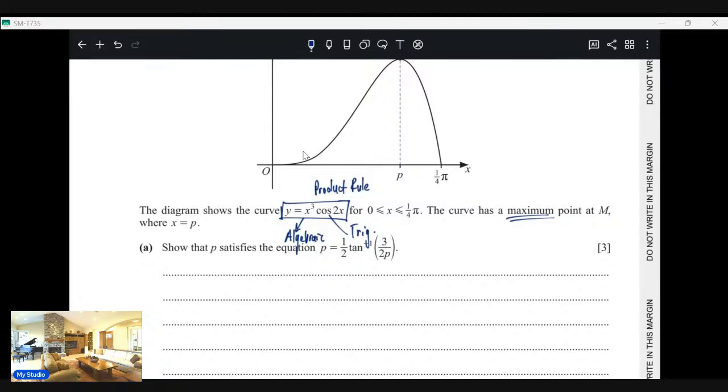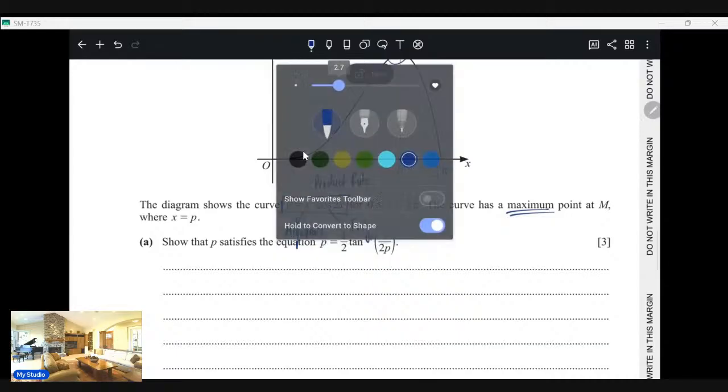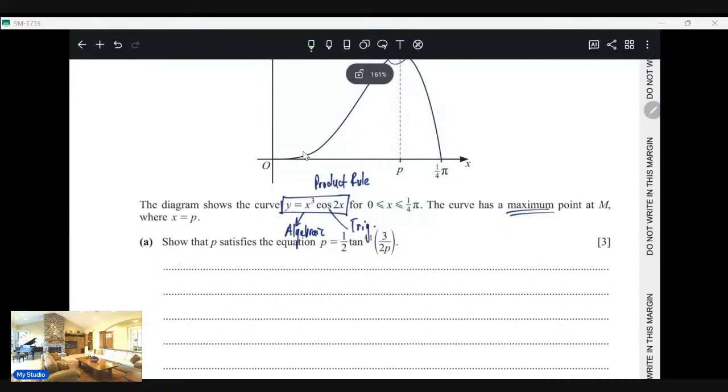Okay. Now, where is this point called P? P, can you see it's the point where you are at the maximum? So we need to first find out about the maximum, right? Then we know that P will be at that point. So first let's find that maximum. How do you find maximum? By differentiating, isn't it? So you're going to say your y is equal to x cubed cos 2x. Now you got to differentiate.